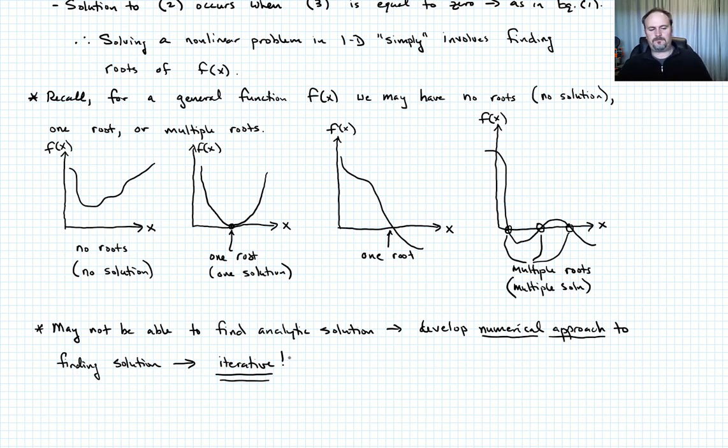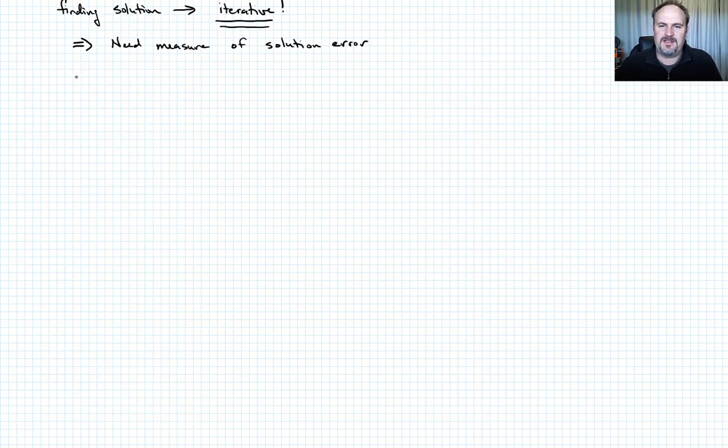As we cycle through lots of different possible solutions, we need some way to talk about the measure of the error of our solution. So we need a measure of the solution error. One approach we might take is, well, let's call it the true error.